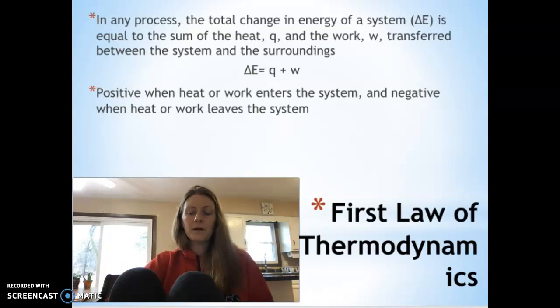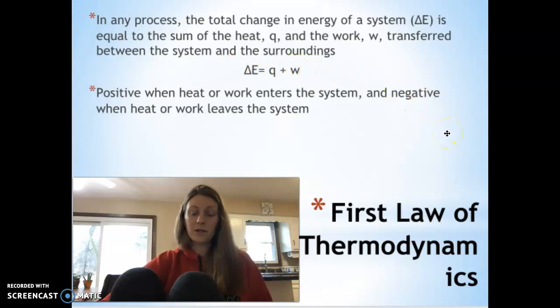So remember, I think it was in our first lecture, maybe our second, I'm not really sure anymore, but we talked about the first law of thermodynamics briefly when we were talking about James Joule, who was the guy who developed the first law. So that first law of thermodynamics states that in any process, the total change in energy of a system, which is delta E, is equal to the sum of heat, which is denoted as Q, and work, which is W, transferred between the systems and surroundings. So then you can get the equation based on that statement, delta E equals Q plus W.